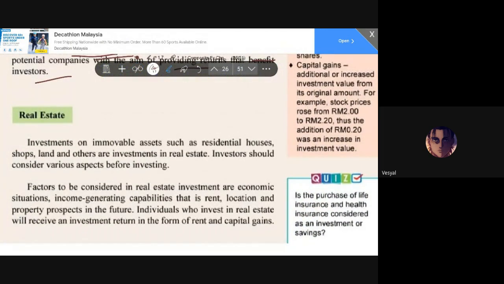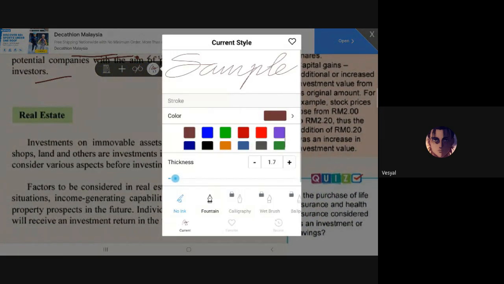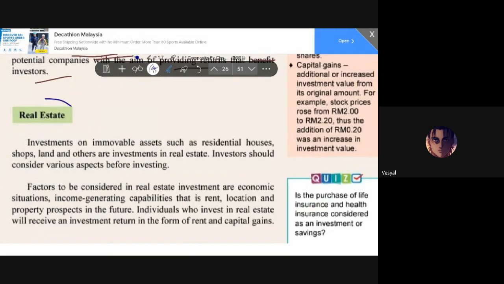Next, real estate. So real estate is what you're living in now, basically. Real estate is immovable assets. It's an asset, remember. It's such as a residential house, shop, land, anything that's landed property, basically, and other investments in real estate.